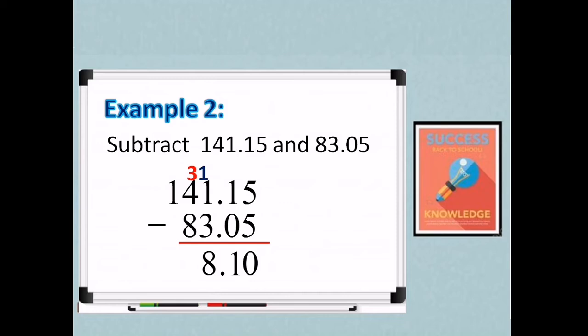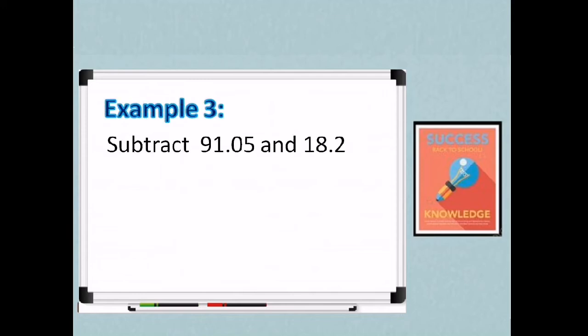We need to borrow 1 from 1. Then 1 will become 0. 13 minus 8 is 5. So that will be our final answer, 58.10. Or we can also remove 0 dun sa dulo. So that is read as 58 and 1 tenth. I hope na nakakasunod kayo on how to subtract decimals. As what I've told you, it's just the same as subtracting whole numbers, but the important thing is the alignment of the numbers based on its place values.